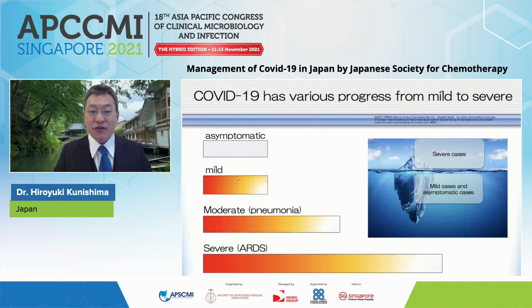COVID-19 has a wide range of symptoms, from mild to severe. Elderly people and the high-risk population are more likely to have severe symptoms, while younger people are more likely to be asymptomatic or have mild symptoms. Therefore, it is important to consider the risk factors for severe disease and provide appropriate medical care.